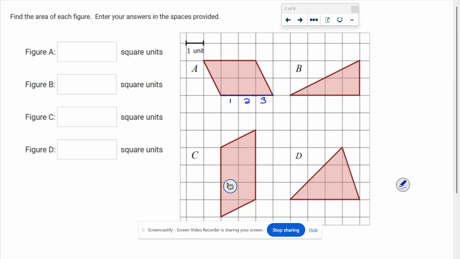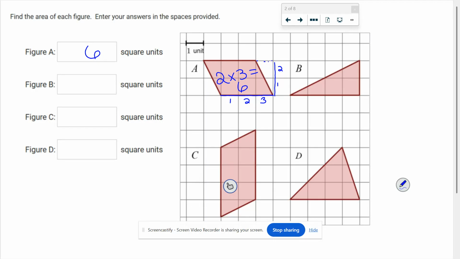Now let's look at the height. The height goes from the base up to the opposite side. So the height is 1, 2 units tall. To get the area of a parallelogram, we multiply our base times height. So 2 times 3 equals 6. So for A, our area is 6 square units.